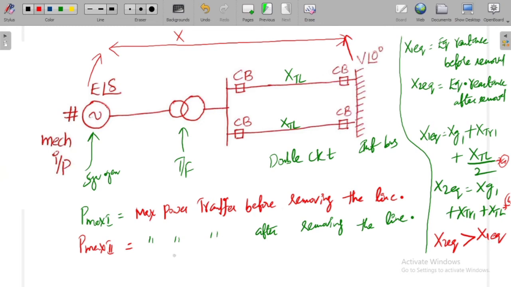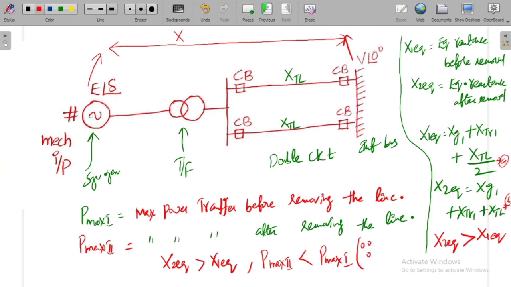When X2 equivalent is greater than X1 equivalent, what about Pmax1 and Pmax2? Pmax1 is greater than Pmax2. Okay, let me keep it simple. As X2 equivalent is greater than X1 equivalent, Pmax2 is less than Pmax1.